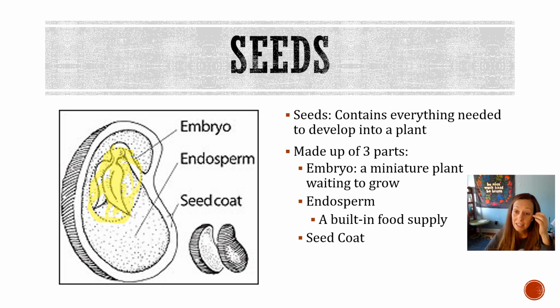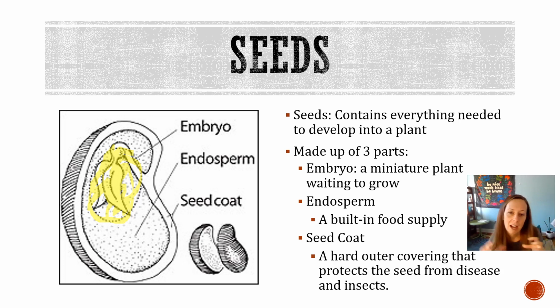And then lastly, the seed coat. And the seed coat is just the hard outside that is going to protect the plant from disease or insects, or just protect that seed from getting hurt.